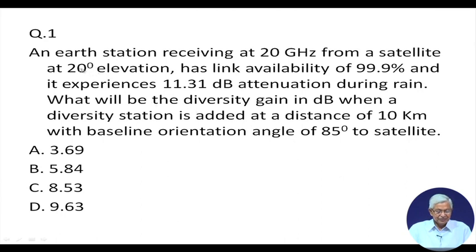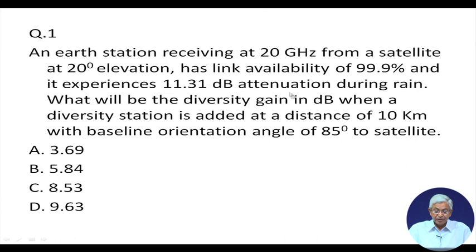Here a lot of figures are given. A station receiving at 20 gigahertz from a satellite at 20 degree elevation has a link availability of 99.9% and it experiences 11.31 dB attenuation during the day. Now, this is a single site attenuation. What will be the diversity gain in dB when a diversity station, another station, is added at a distance of 10 km with a baseline orientation angle of 85 degrees to the satellite?